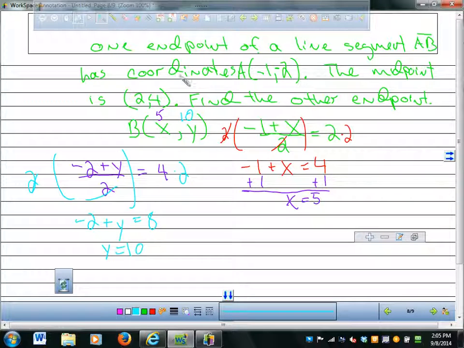And just to check, negative 1 plus 5 makes 4. Divide by 2, I get 2. Negative 2 plus 10 makes 8. Divide by 2, I get 4. So it checks. Okay? So that's all she wrote.